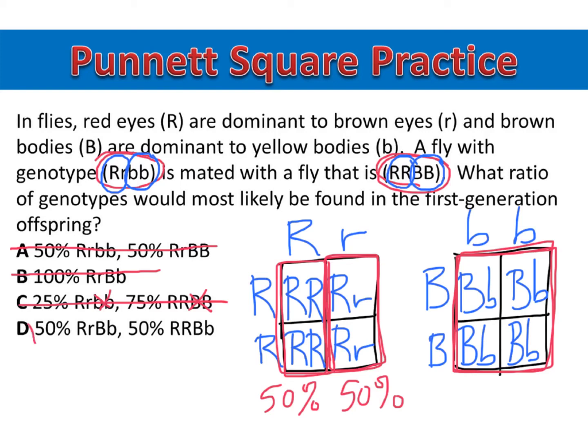And so I can see that D is my correct answer. It shows 50% and 50%, with the difference being the genotypes for eye color, and notice that it only shows big B, little b as the genotype for body color, and so D is the correct answer.